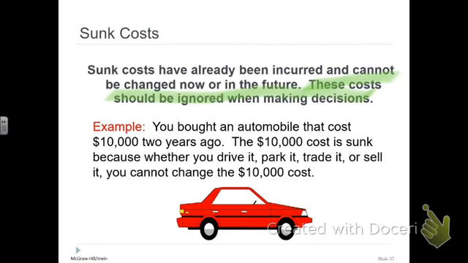So we bought, in this case, an automobile for 10 grand 2 years ago. That 10 grand is a sunk cost. It's gone. There's nothing we can do to get it back. No matter what we do, if we drive it, park it, trade it, or sell it, we can't change the fact that 2 years ago we bought that automobile for 10 grand.